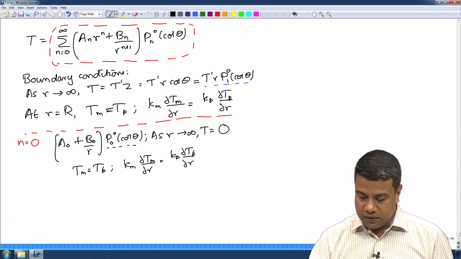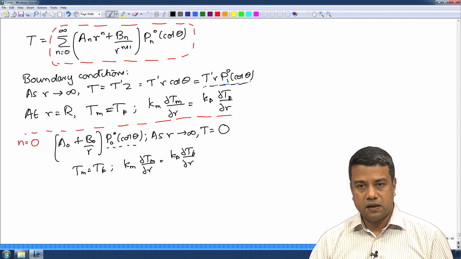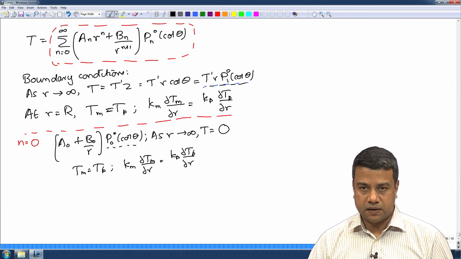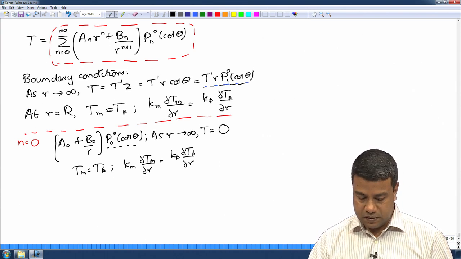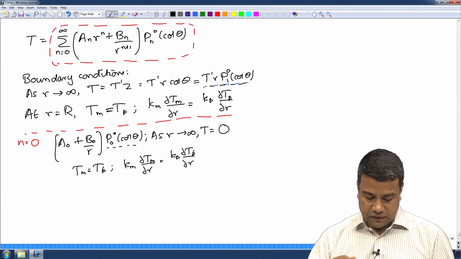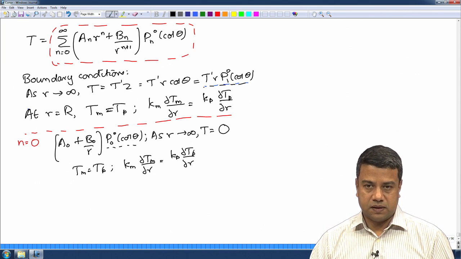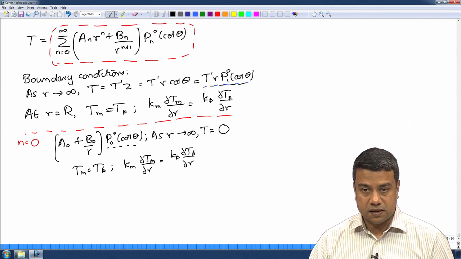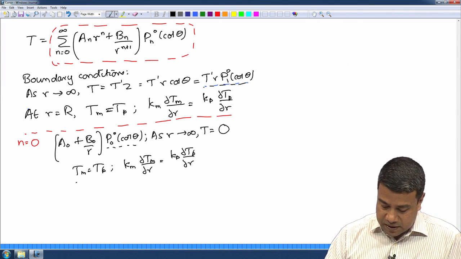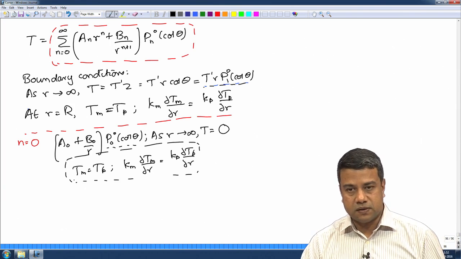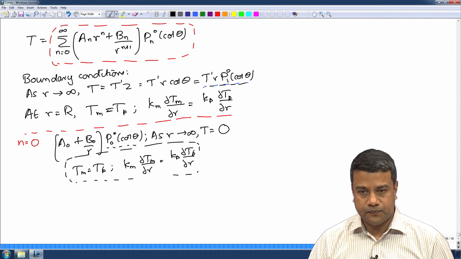That forcing is of the form P1 of cos theta. That forcing does not appear in the equation at n is equal to 0. Since the forcing does not appear in the equation at n is equal to 0, if the temperature for n is equal to 0 is identically equal to 0, it satisfies all the boundary conditions, because there is no forcing as r goes to infinity, and 0 temperature actually satisfies these two conditions. If I assume n is equal to 0 for the first term in the expansion.